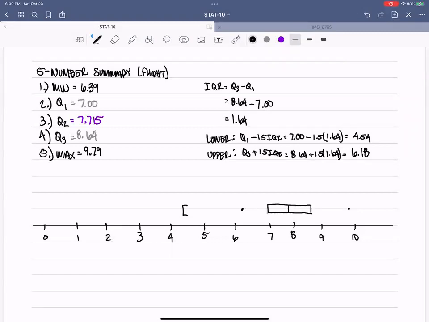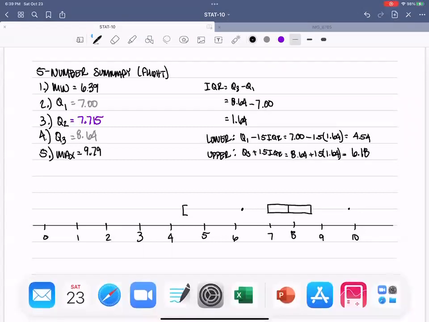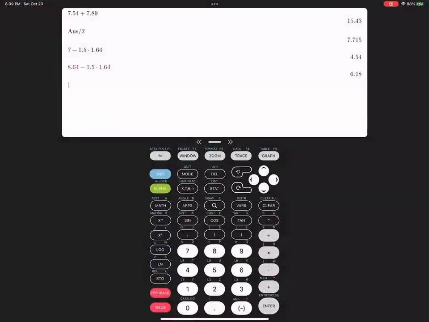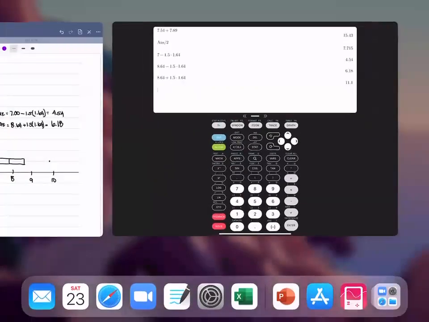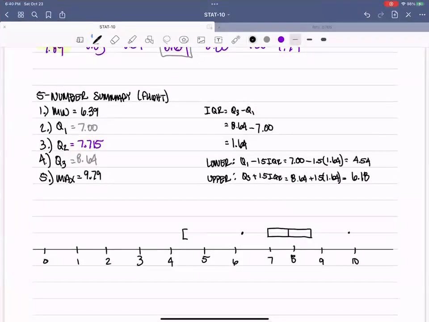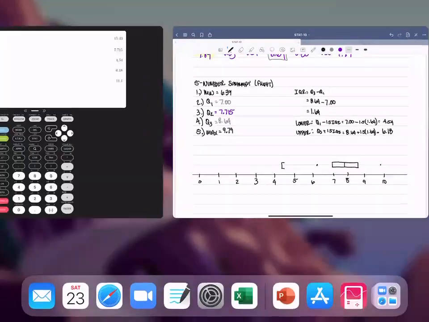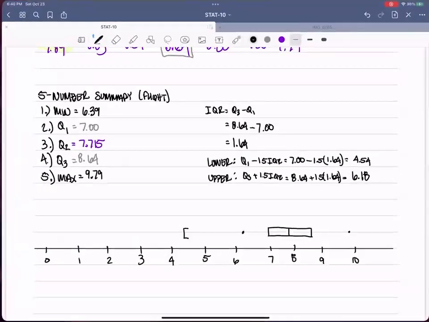We messed up here. We actually had to add it, not subtract it. So we should have added, not subtracted. So 11.1, or 11.1 even.